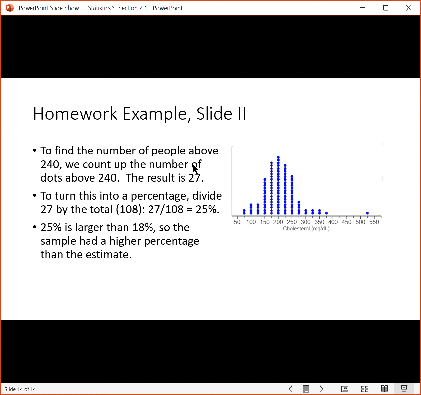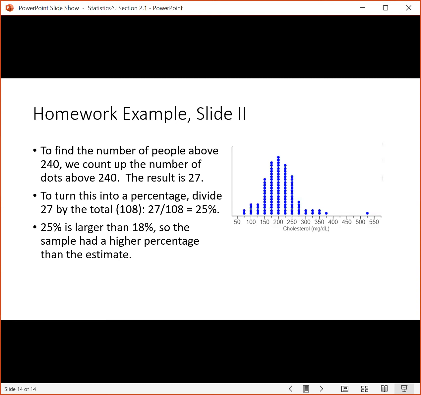To find this, we count up the number of dots above 240. I've done that for you. That's 27. To turn that into a percentage, we divide it by the total number of dots, which is 108. We get 25%. Then we can interpret the results and say 25% is larger than the estimate from 2010. The way you could use that in the real world is that it puts the estimate into doubt. It makes you question the estimate.